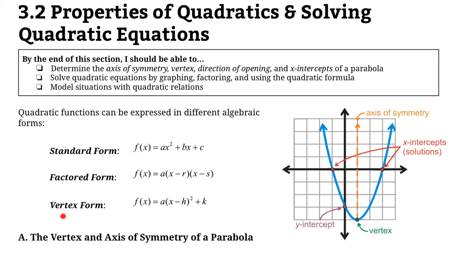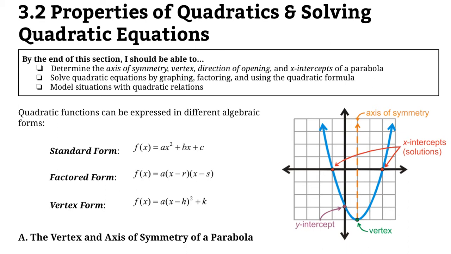And lastly, we have vertex form. Vertex form is actually really helpful because it allows us to clearly identify what the vertex is right away just by looking at the equation. But it's also helpful when we're graphing because we can easily see what transformations are happening to our quadratic functions when it's in vertex form.